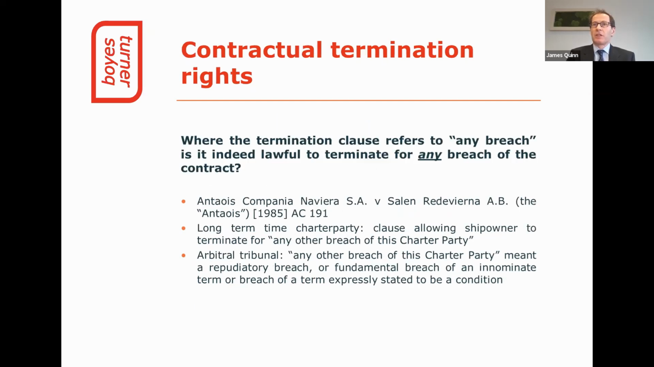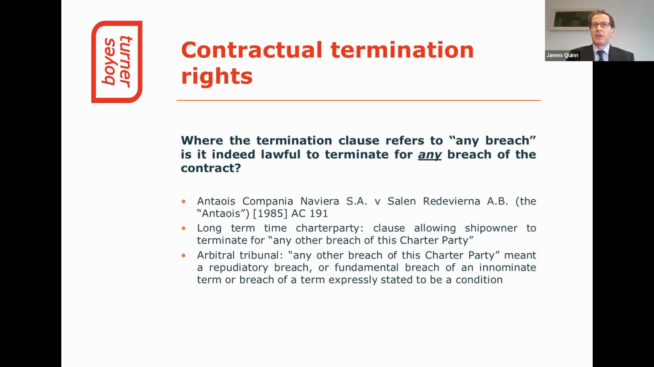One sometimes sees contracts giving one or both parties the right to terminate in the event of any breach of the agreement. Such a clause, of course, appears to be very widely drawn, and the question arises whether a party can indeed terminate lawfully in the event of absolutely any breach of the agreement. This has been considered in previous cases, and we'll look at some examples.